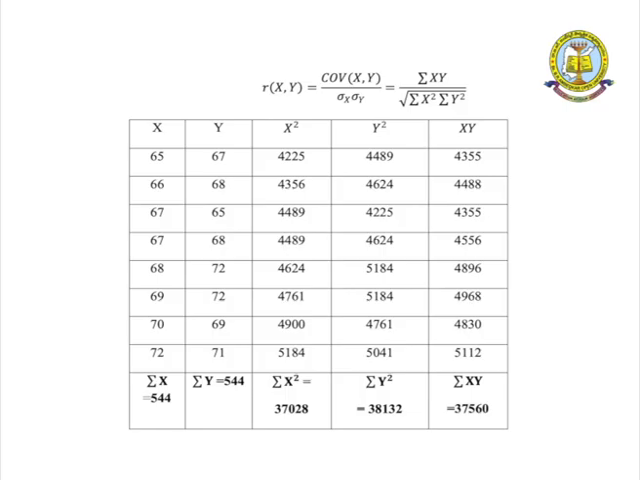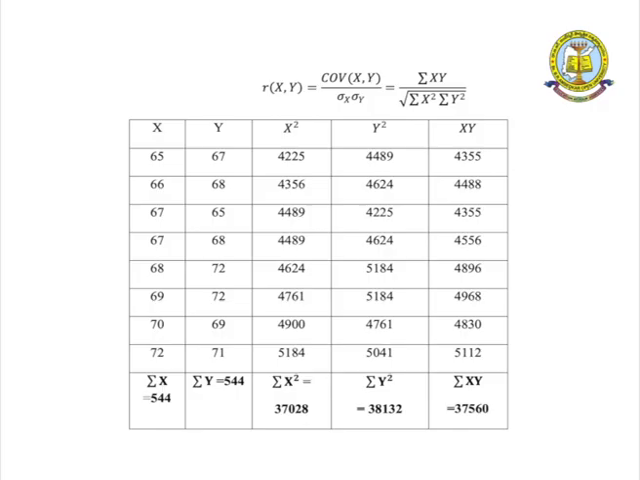What I said earlier, x represents what? Father height, y represents son's height. So first, we take the total of the first column. If you add all the values, 65 and 66, 67 and up to 72, this is known as summation of x, summing over x values. If you sum over these x values, we will get 544.